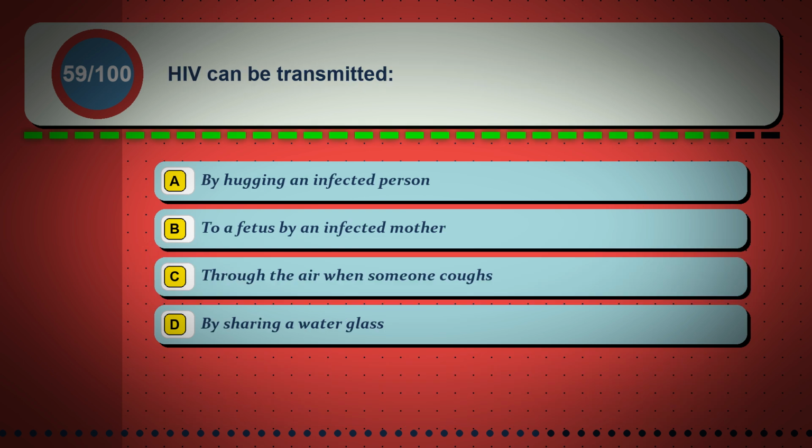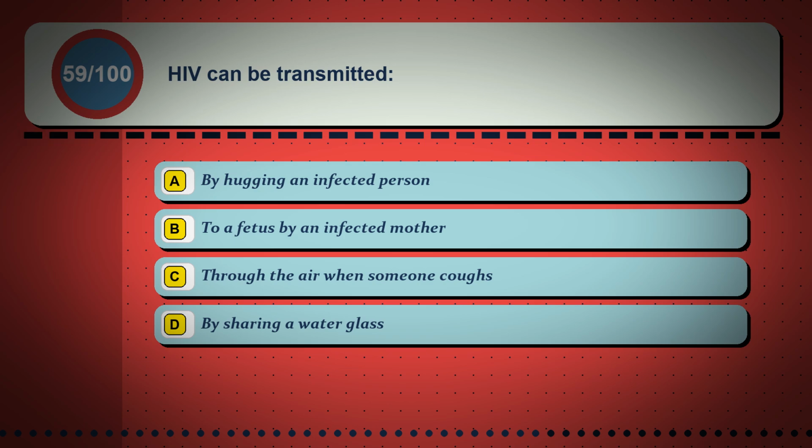Question 59. HIV can be transmitted. Option A. By hugging an infected person. Option B. To a fetus by an infected mother. Option C. Through the air when someone coughs. Option D. By sharing a water glass.